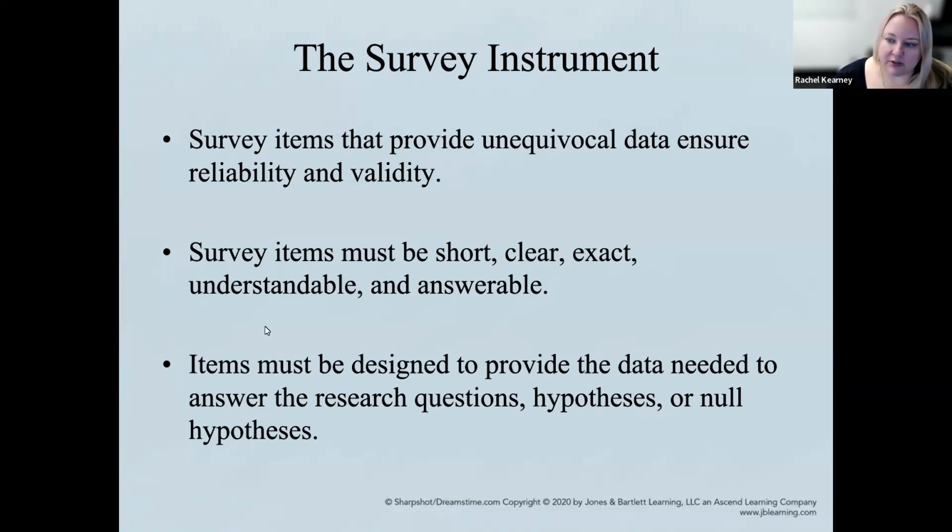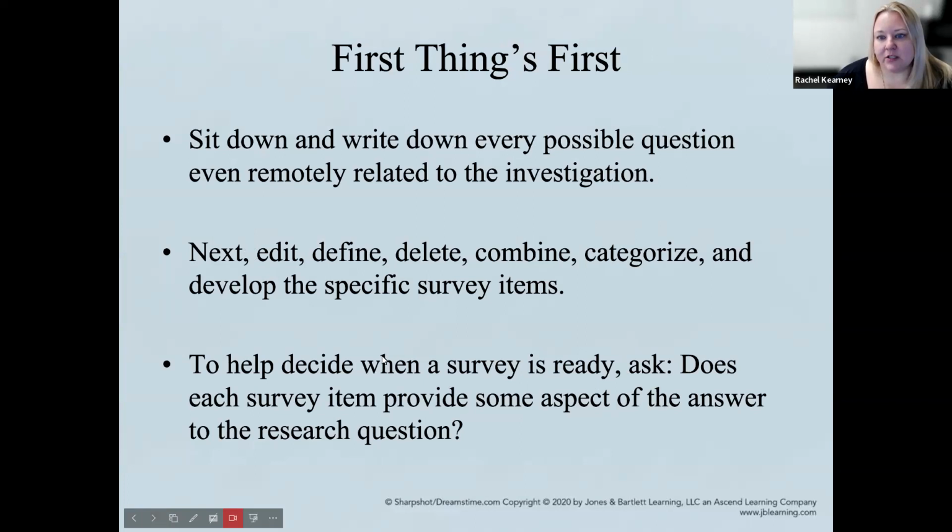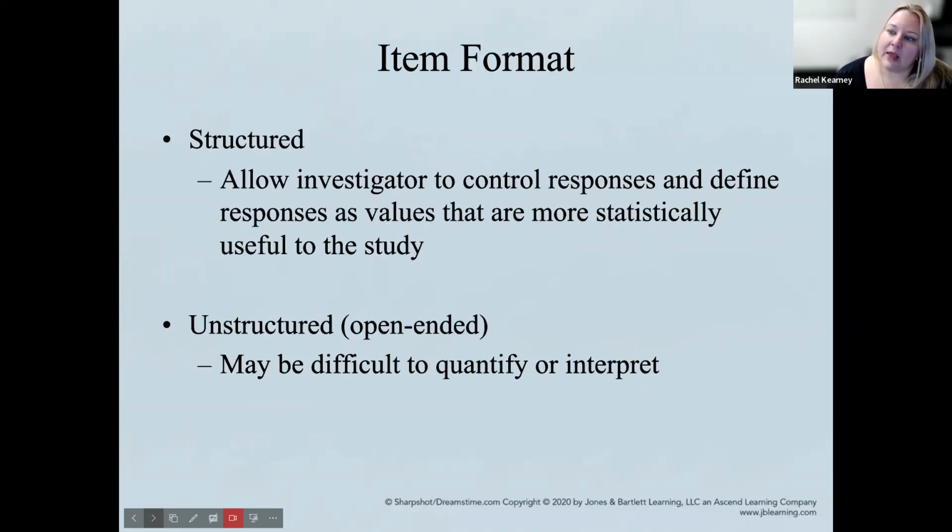Survey items should be short, clear, exact, answerable, and they need to be related to the research questions. Sometimes as you're looking to create your surveys, you maybe want to write down every question that you can think of. Then you want to think about categorizing them and deciding, does this question really answer my research questions? And if it doesn't, then you would eliminate it.